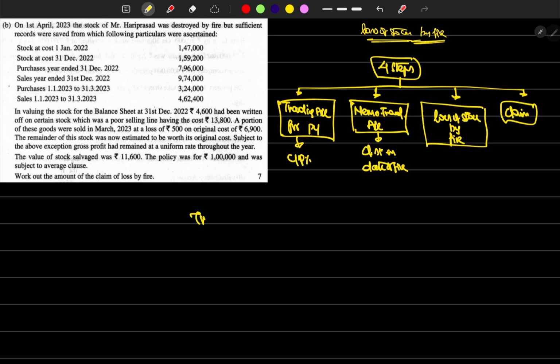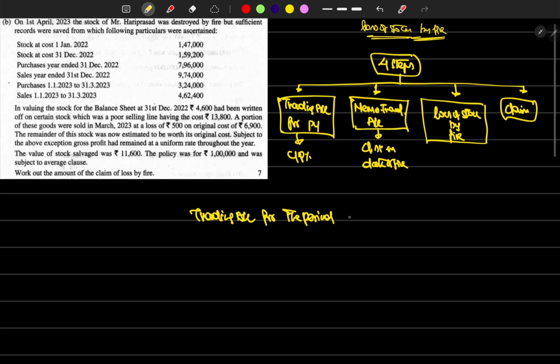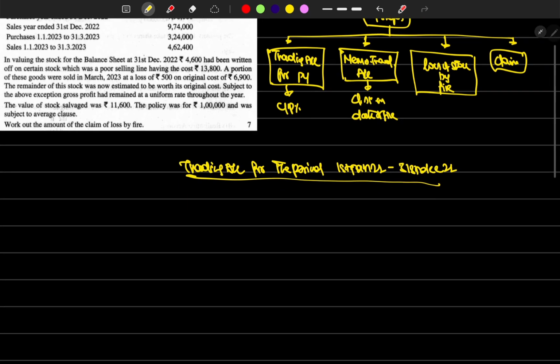First thing, trading account we need to prepare for what? To find out the GP percentage. Okay, for the period ending 31st, okay, for the period 1st Jan 2022 to 31st December 2022. Okay, this is the table.